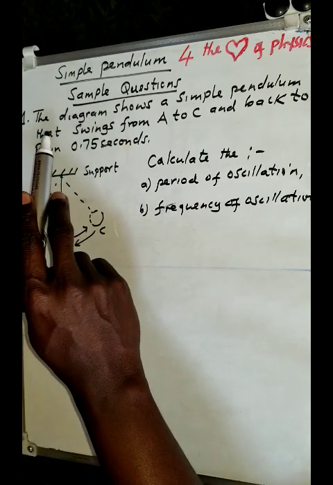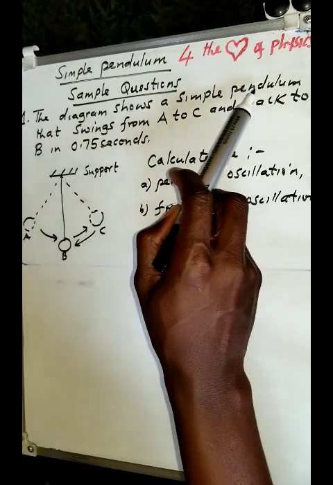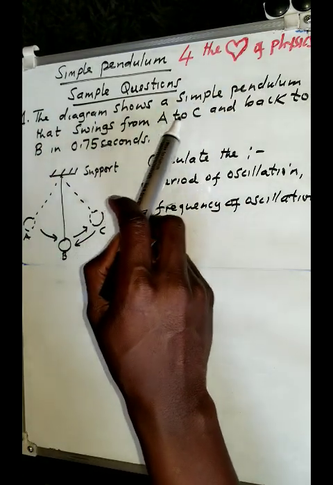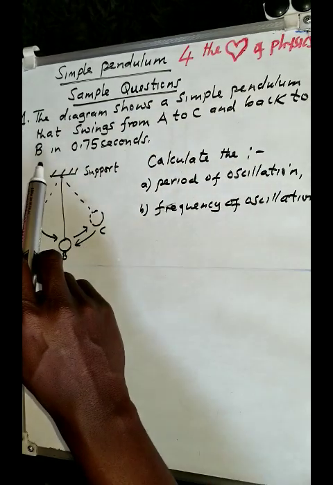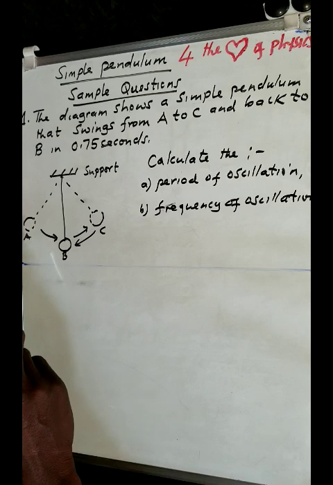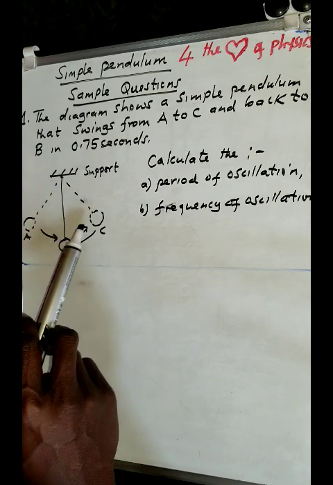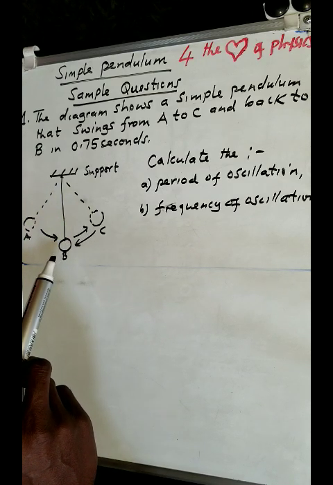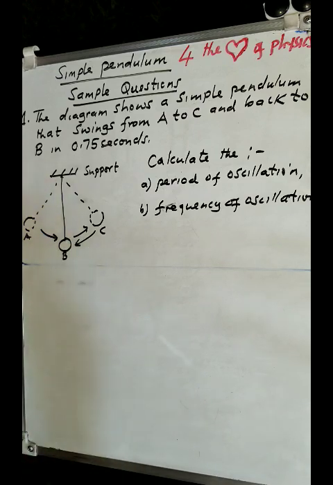Question number 1: the diagram shows a simple pendulum that swings from A to C and back to B in 0.75 seconds. So they're telling us it swings from A to C, then it comes back to B in 0.75 seconds.